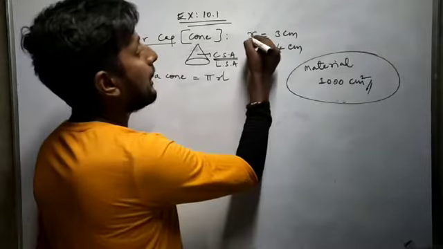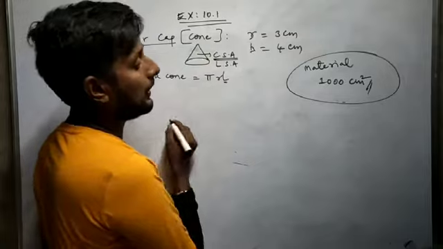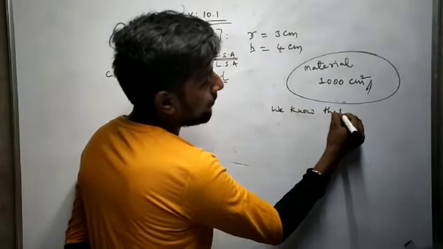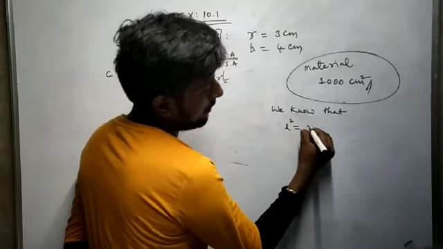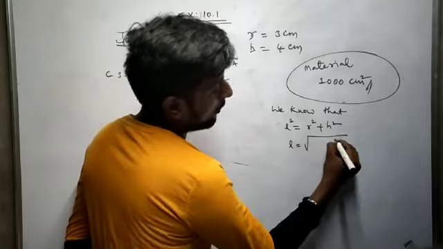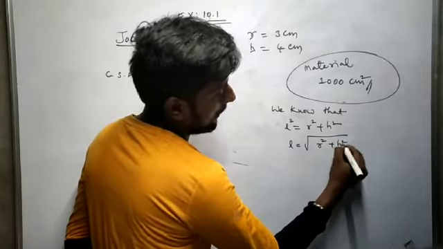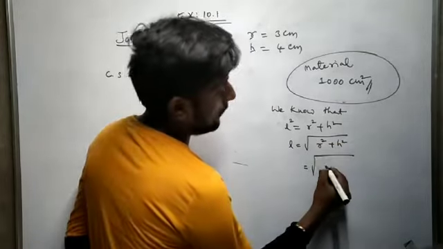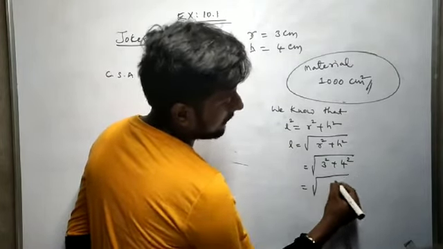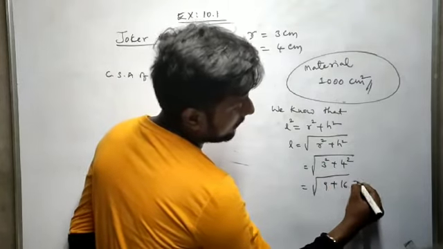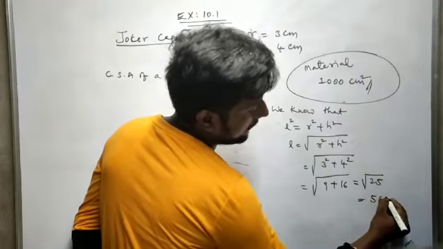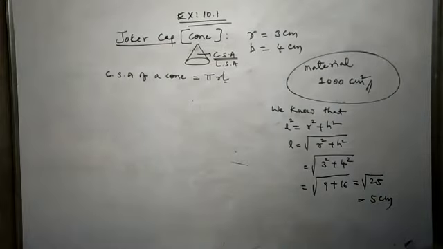So here we have R and H, but we don't know L. Correct? So simply here I'll write, we know that L square is equal to R square plus H square. So L is equal to square root of R square plus H square, which is the R value 3 square plus the H value 4 square. So 3 square is nothing but 9, 4 square is nothing but 16. Both added, the answer is square root of 25, that is nothing but 5 centimeters.